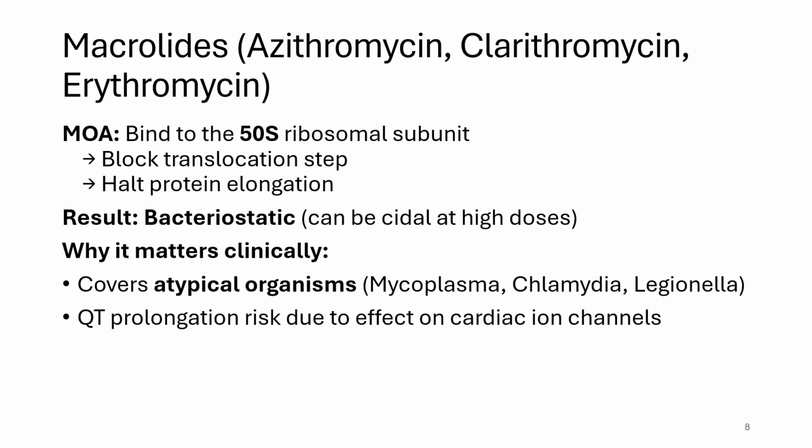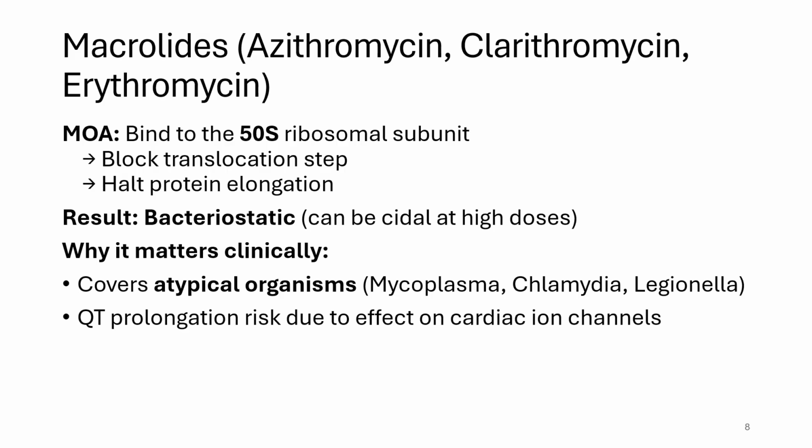Okay, now let's talk about macrolides, which include azithromycin, clarithromycin, and erythromycin. Mechanism of action: the macrolides bind the 50S ribosomal subunit, which we have heard about before. By doing this, they block the translocation step during protein synthesis. So when translocation is blocked, the ribosomes can't move along the mRNA, so protein elongation stops.